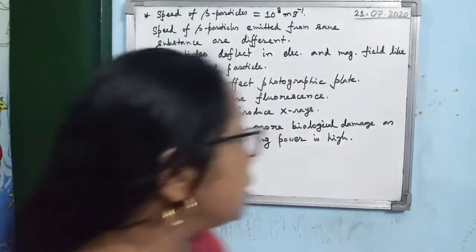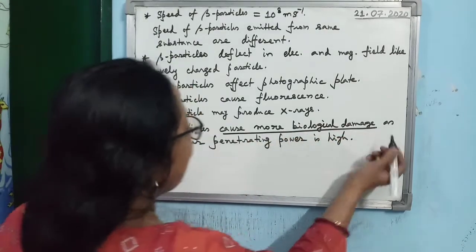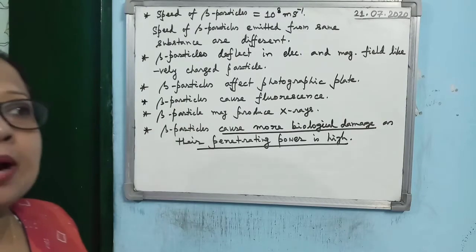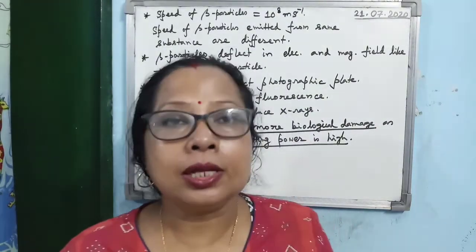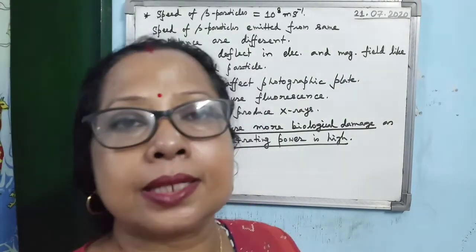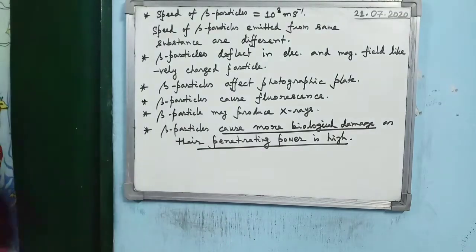Why? This point is important. Beta particles cause more biological damage. Why? Because their penetrating power is quite high. So they may cause more biological damage in comparison to the alpha particle. Alright, so these are all the properties of the beta particle.